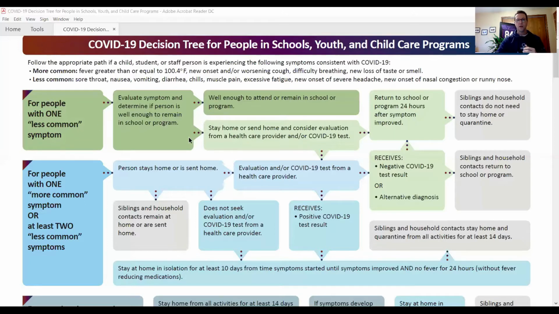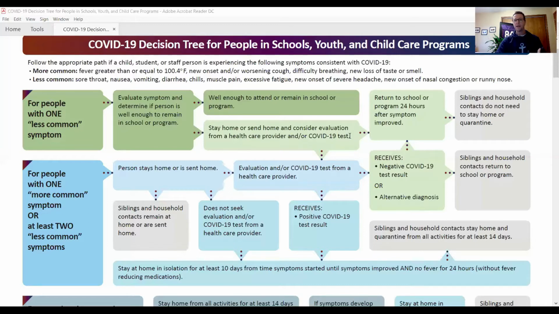So we just continue right along the decision tree here. If they're well enough to remain in school, they stay. That's fine. If they're sent home, then you can consider the evaluation test from the healthcare provider. If you do that, they may put you into this next box right here where the evaluation or the test is taken, and then you go to a positive or a negative result, and move from there.